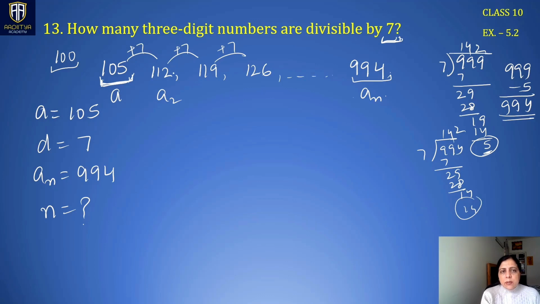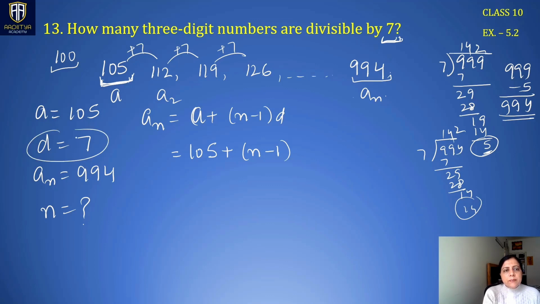So in this question you have to work out all the things first. You have to make an AP, you have to find AN, and finally you have to answer the number of terms in the sequence. So AN is A plus (N minus 1)D. A here is 105. N we have to calculate. D is 7. A is 105, D is 7 and AN is 994.